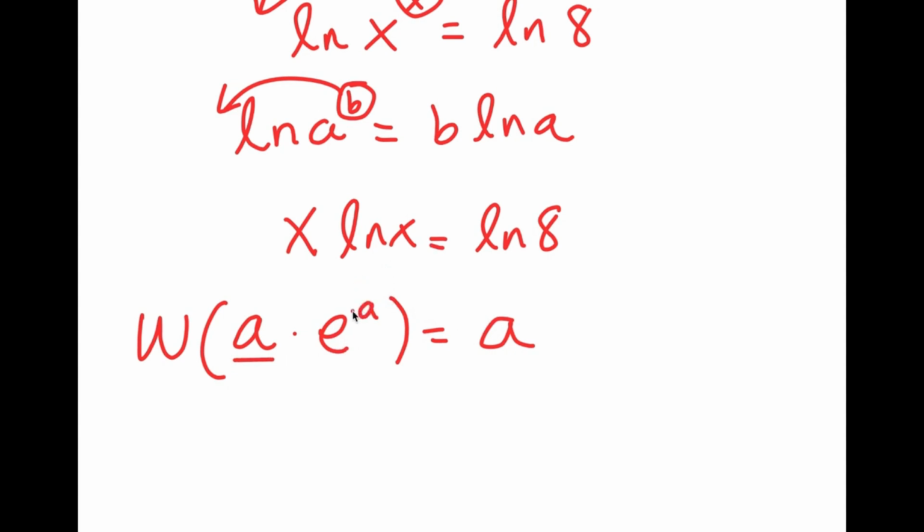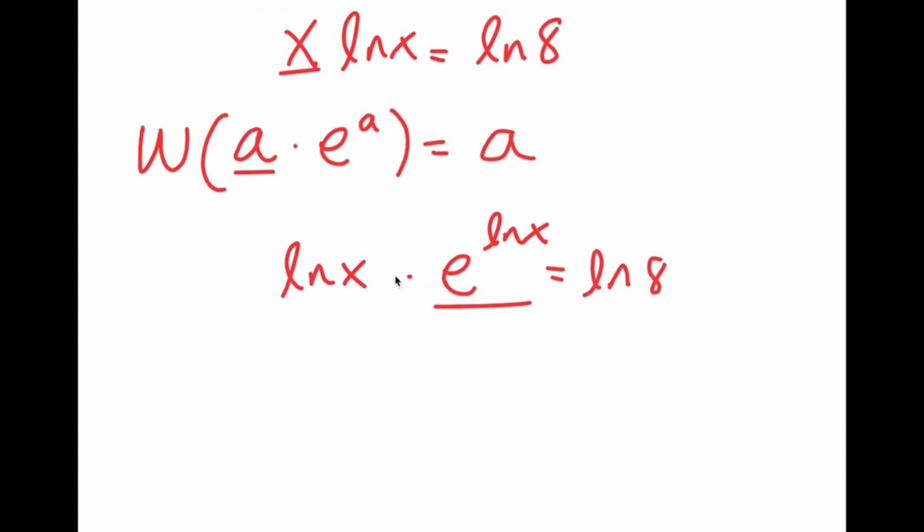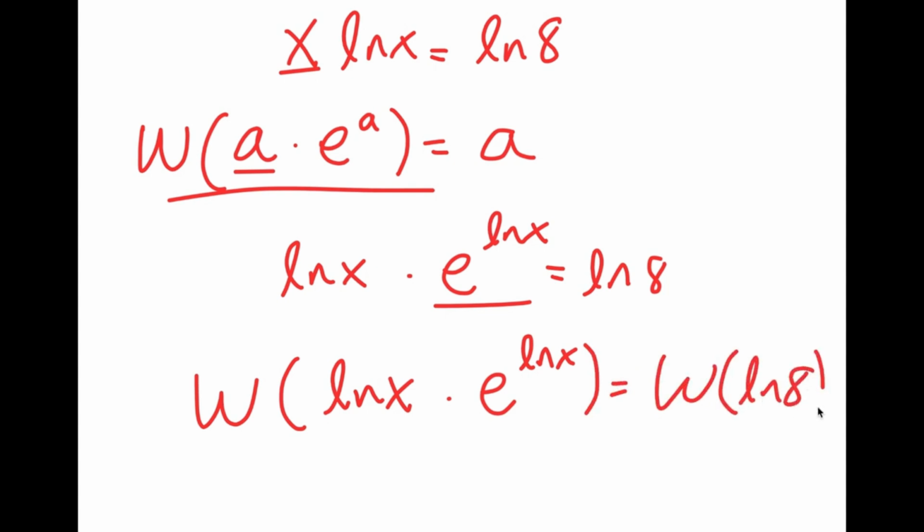So in this case, I'm going to rewrite this as ln x times e to the power of ln x is equal to ln 8, because x is the same thing as e to the power of ln x. So now I can use this formula. So I'm going to take the W on both sides. So I have W of ln x times e to the power of ln x is equal to, what I have to do on one side, I have to do on the other side, so W of ln 8.